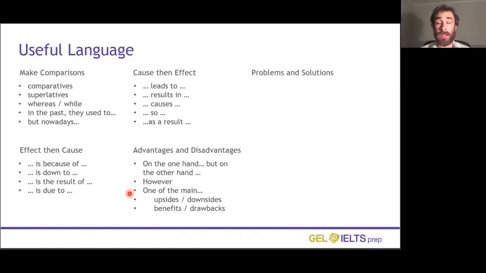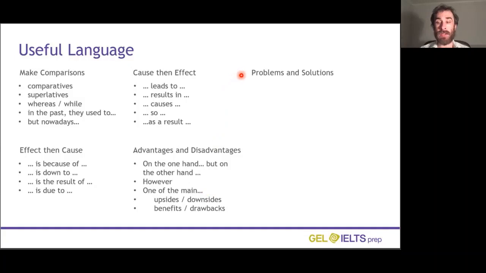As well as this, it's good to have a range of synonyms for advantage and for disadvantage. So for advantage, we have upside and benefit. For disadvantage, we have downside and drawback. So, for example, one of the main downsides to working at home is that you don't have any social interaction with your colleagues.